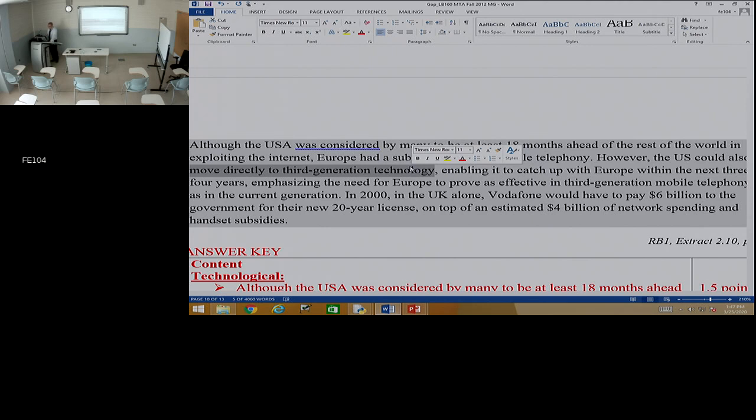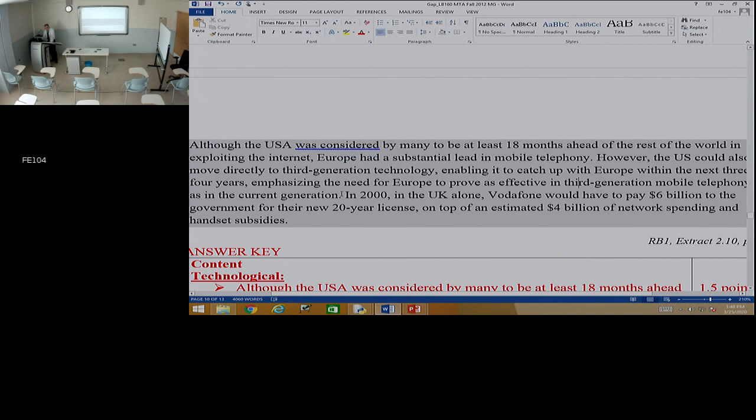Now we move to social. If you look here for any social examples, you would find nothing. Don't tell me that third generation mobile telephony is social. No. This one is also technological. We don't have any examples of social here. So I write in my essay, there are no social examples. I write that in my essay. Is this clear now?